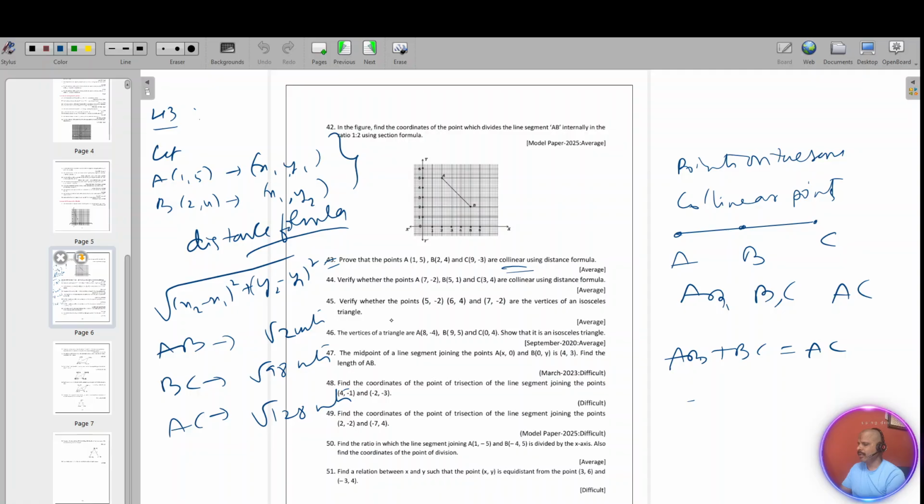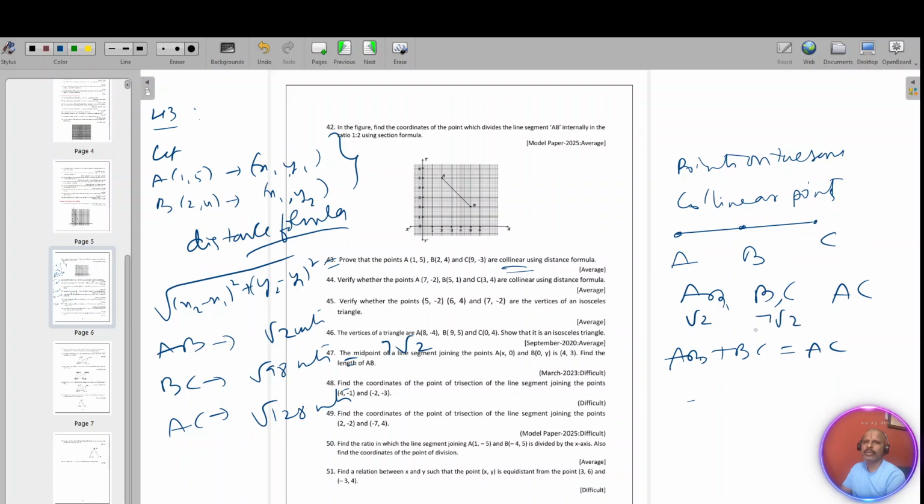Root 98 is what? 98 has 49 into 2, right? I'll solve that. So this is root 2, and 49 root 2 means 7. I'll not go with the values 1.41. Let it be root 2. So BC is root 98, which means 49 into 2, so 7 root 2 will come.